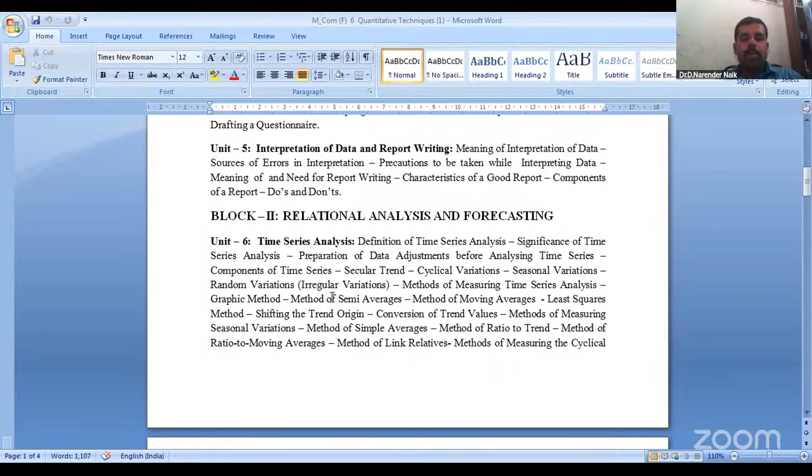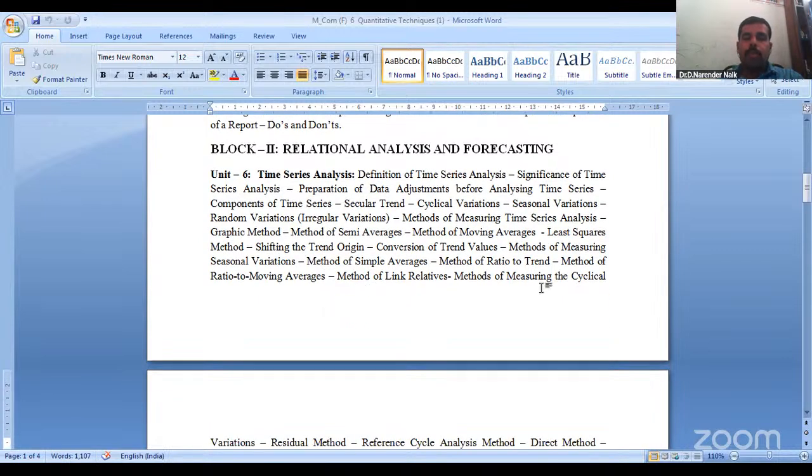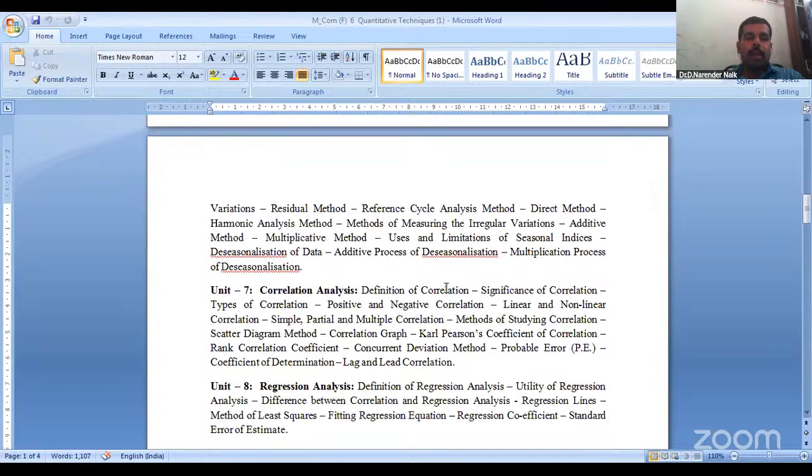trend values, methods of measuring seasonal variations, method of simple averages, method of ratio to trend, method of ratio to moving averages, method of link relatives, methods of measuring the cyclical variations, residual method, reference cycle analysis method, direct method, harmonic analysis method, methods of measuring the irregular variation, additive method, multiplicative method, uses and limitation of seasonal indices, deseasonalization of data, additive process of deseasonalization, multiplication process of deseasonalization.